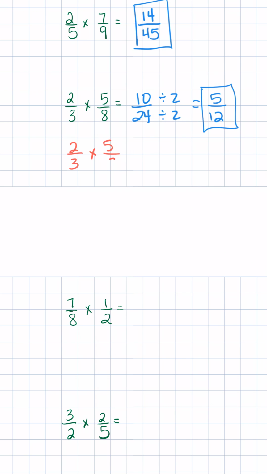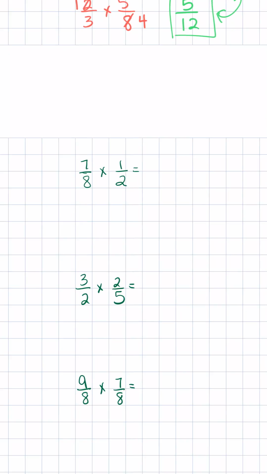If we were to do it our other way, 2/3 times 5/8, we already can see that 2 can go into 2 one time and 2 goes into 8 four times. So this only works in this direction, okay? So then 1 times 5 is 5, and 3 times 4 is 12. Same answer. Okay.